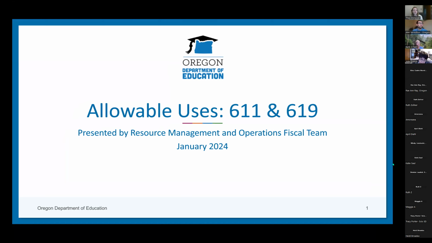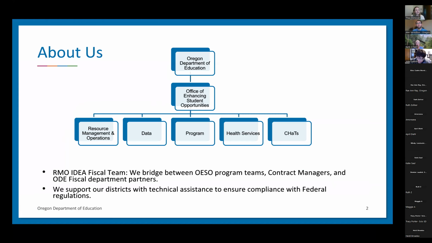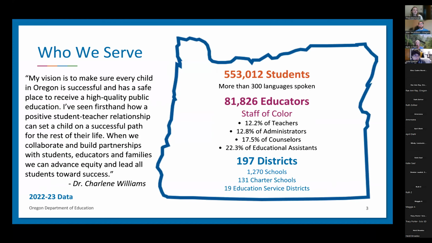Today, we're going to talk about 611 and 619 allowable uses. This is just a quick visual of where our team sits under ODE, OES. So there we are, resource management operations. These are to ground our presentations, remind ourselves of who we are here for: over 500,000 students, 8,000 educators.